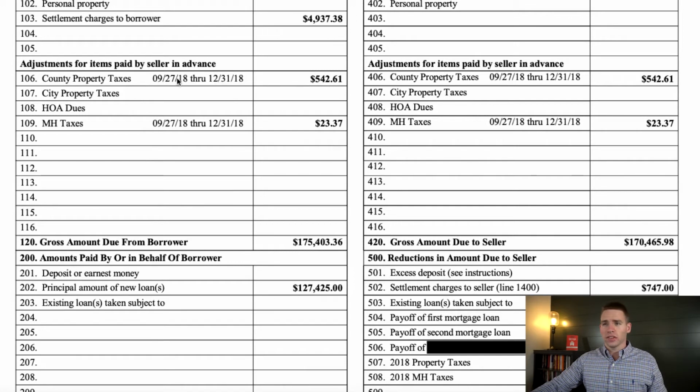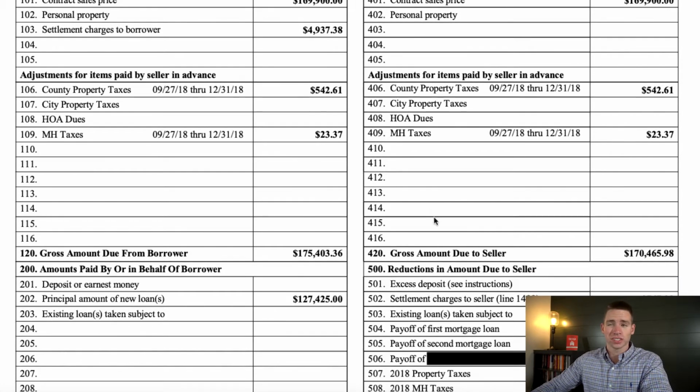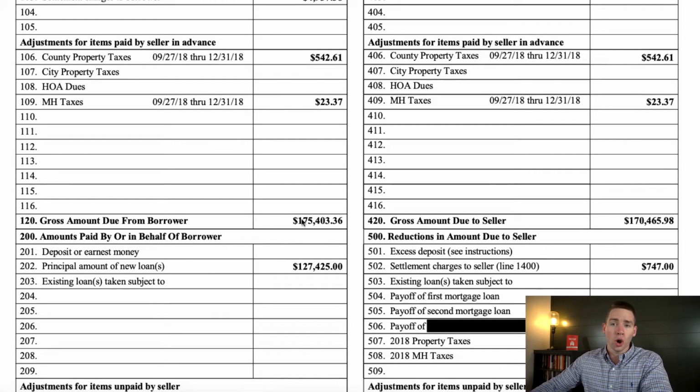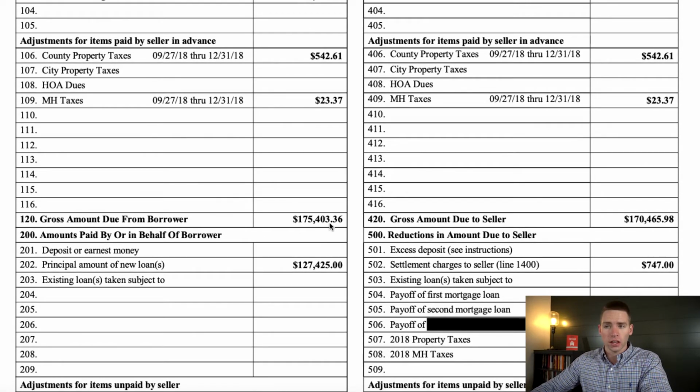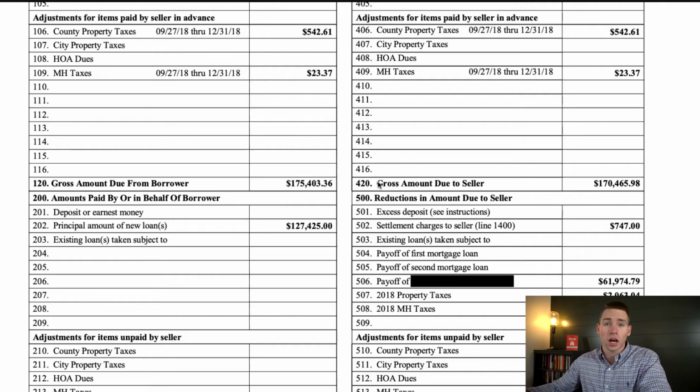Bought this on 9/27/18, so my fair share of the property taxes from 9/27 to 12/31 is $542. And that's how much the seller paid in advance. The person selling the property paid that amount, and I need to pay them back. Same thing for the mobile home taxes there. So what this means, we're going to add up the purchase price plus the other charges plus the tax prorations that I need to reimburse the seller, and total I'm going to spend $175,403 on this property.